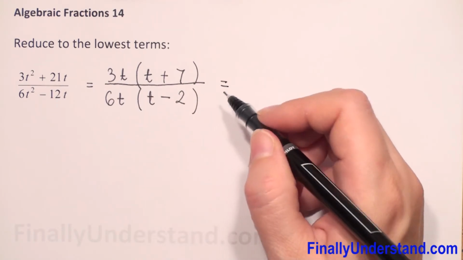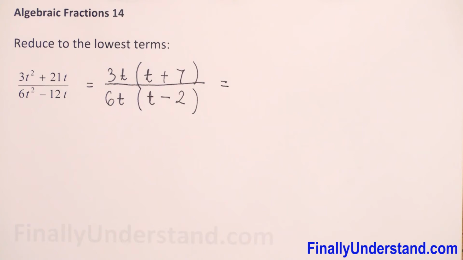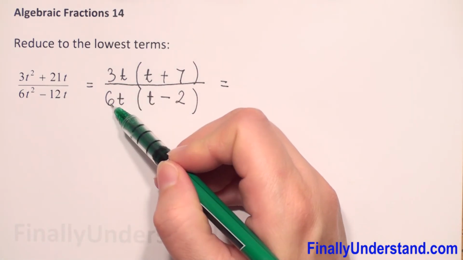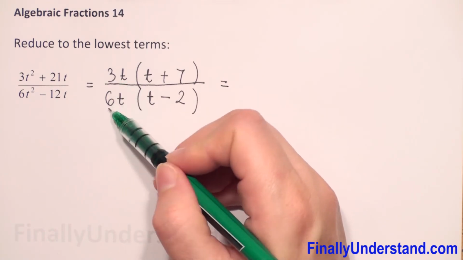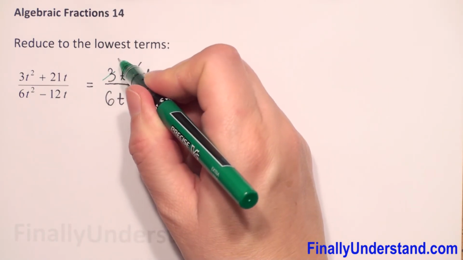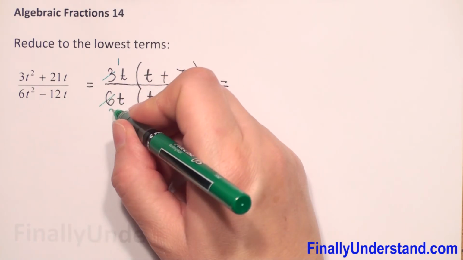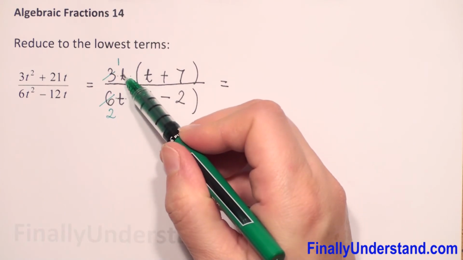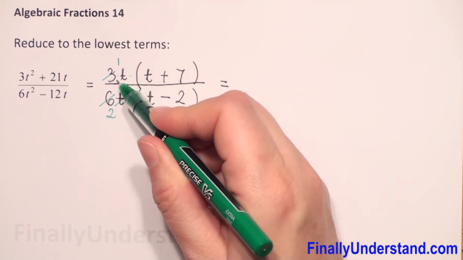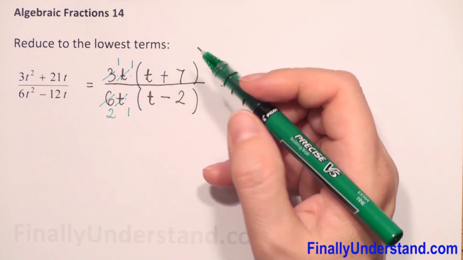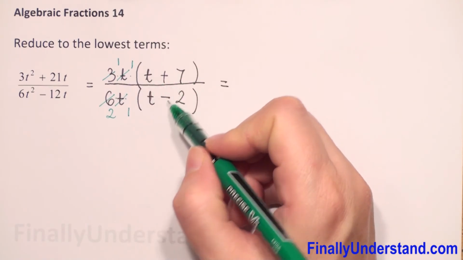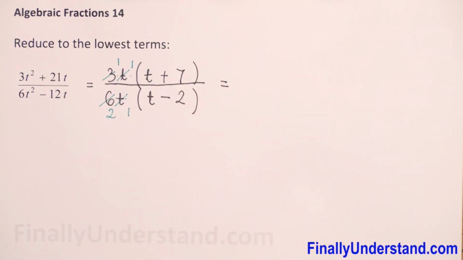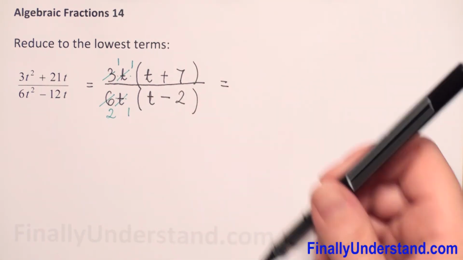So now when we have multiplication, we can reduce. We have numbers 3 and 6. The greatest common factor for 3 and 6 is 3. 3 divided by 3 is 1 and 6 divided by 3 is 2. And we have now t and t, we can reduce, it will be 1. And in parentheses we have different expressions, t plus 7 and t minus 2. So we cannot do anything with the parentheses.